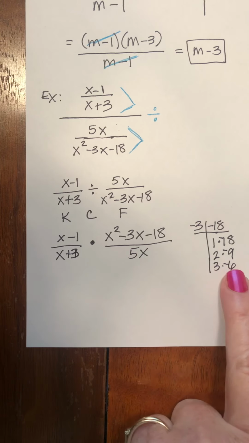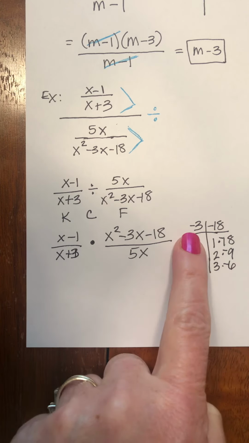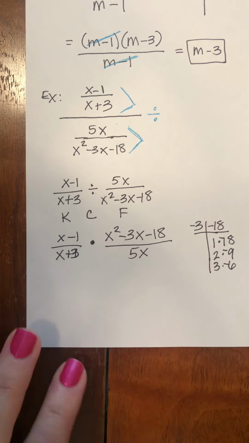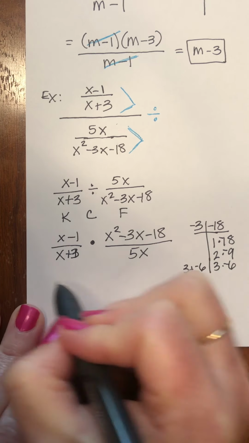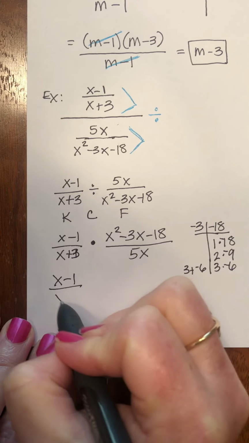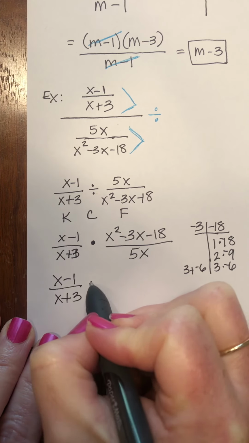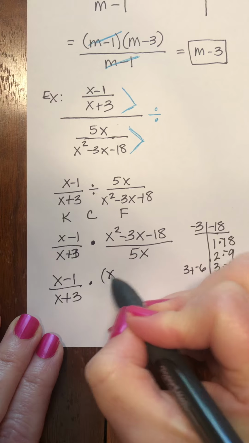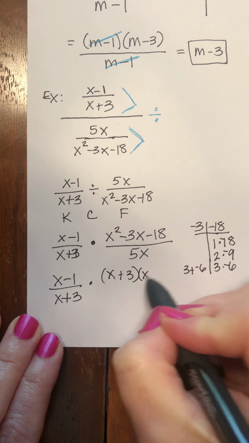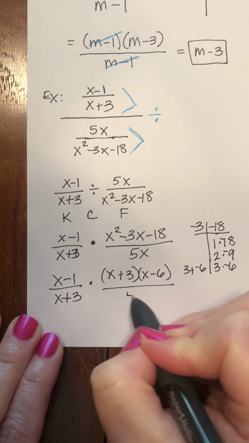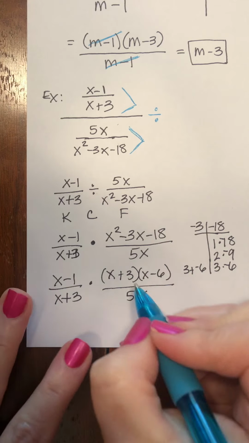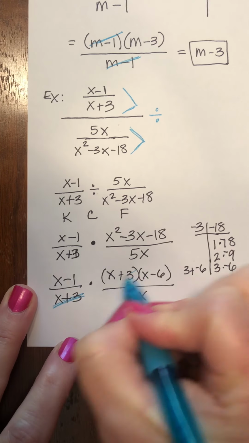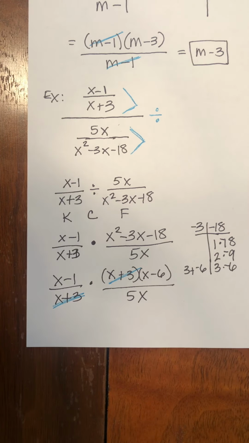So when I look at which pair I can add or subtract to give me negative 3, it's going to be this last pair, 3 plus negative 6. So when we factor that numerator, it's going to factor into x plus 3 times x minus 6. Okay, do you see anything in the top that you also see at the bottom? And you do. The x plus 3's cancel out. And that's all that we can do.